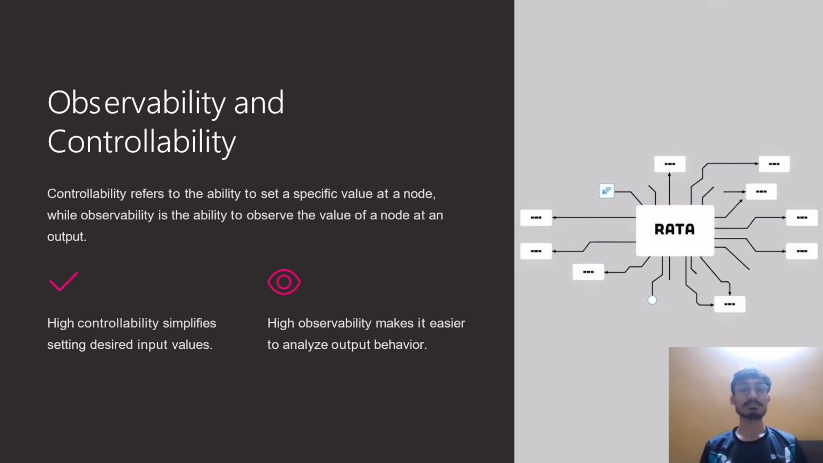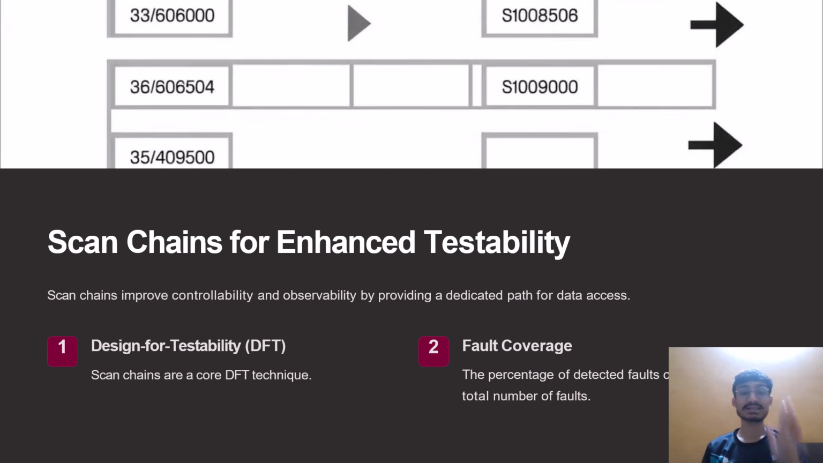Observability and controllability. Controllability refers to the ability to set a specific value at a node, while observability is the ability to observe the value of a node at an output. Scan chains for enhanced testability. Scan chains improve controllability and observability by providing a dedicated path for data access, designed for testability and fault coverage.